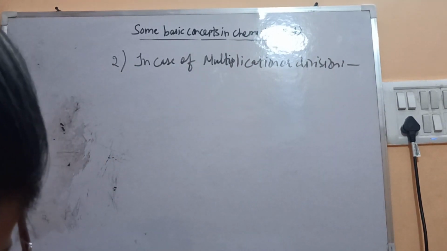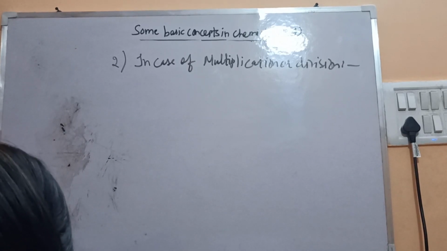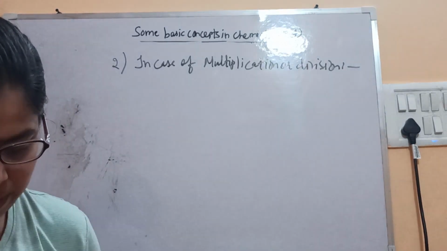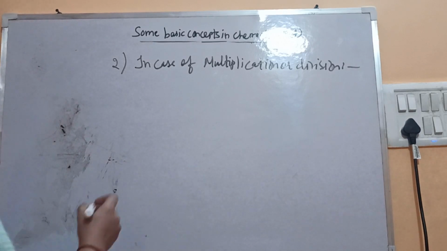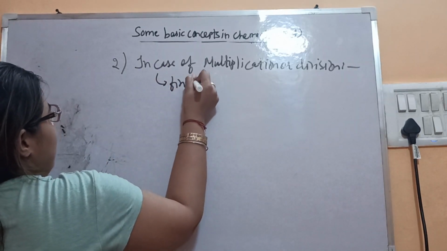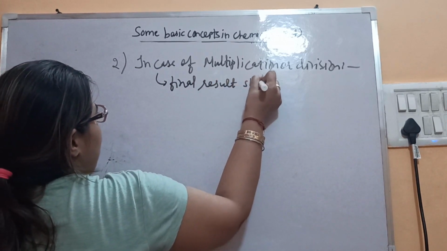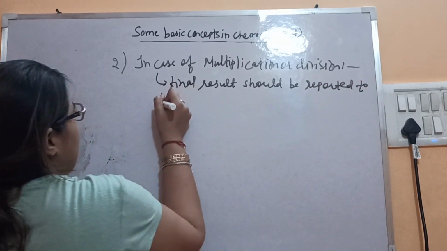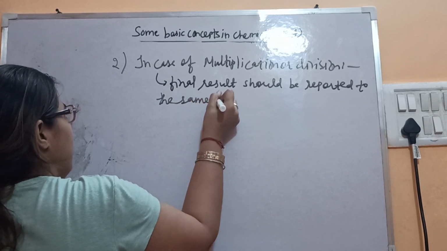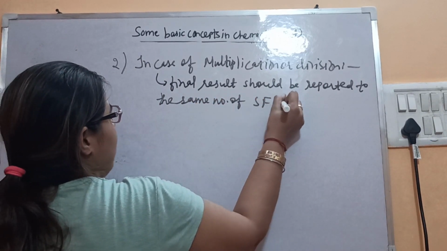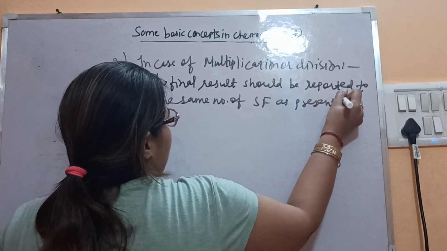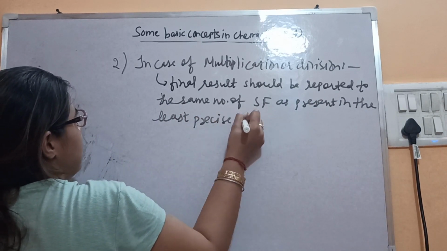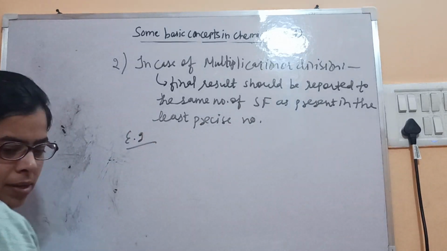Here the final result should be reported to the same number of significant figures as present in the least precise number. Let's see the example.